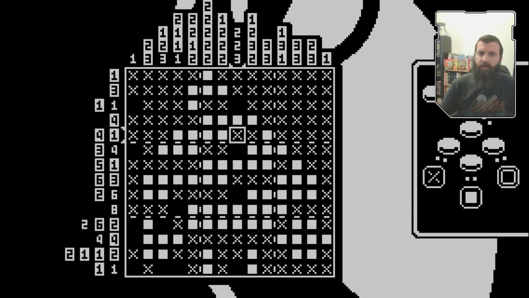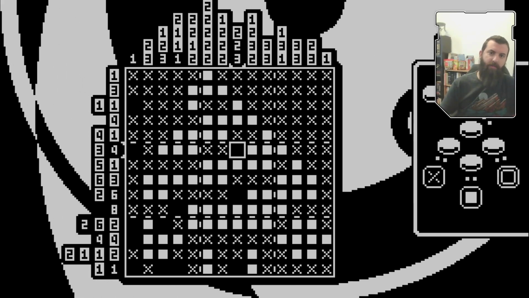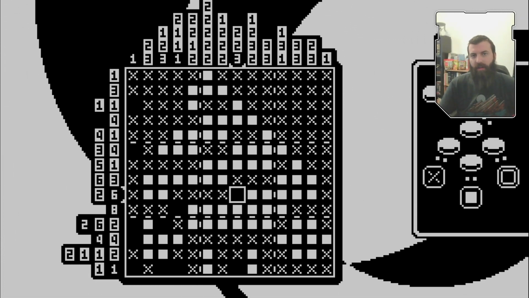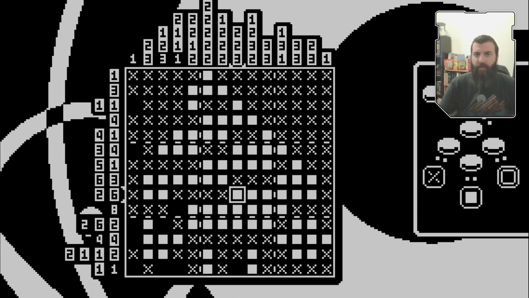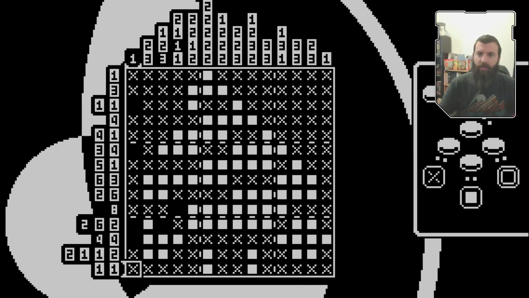Completes our horizontal 4 here. This column needs a vertical 2, so that's got to go there. And then it needs another 2, so it's got to have a pixel here. Then it needs another 3, so it's got to have a pixel here, and nothing here. It does mean that this row is done.